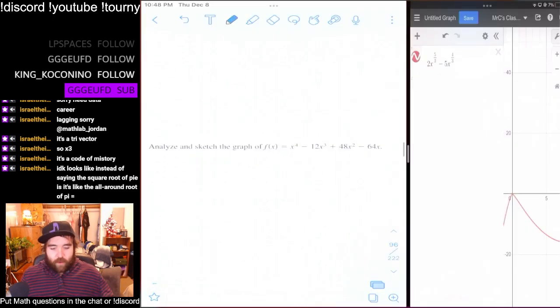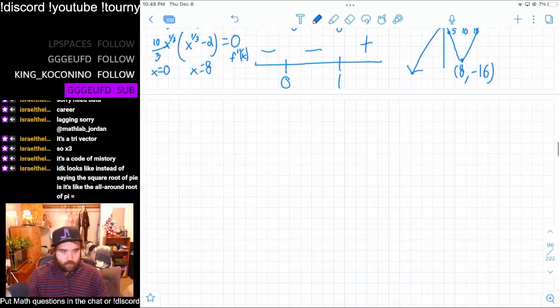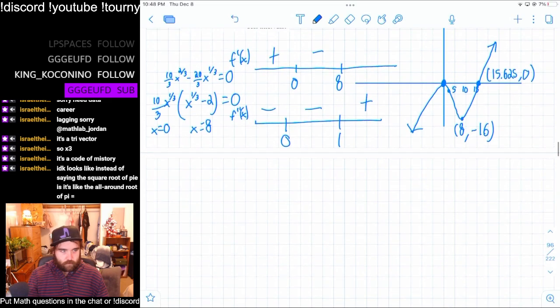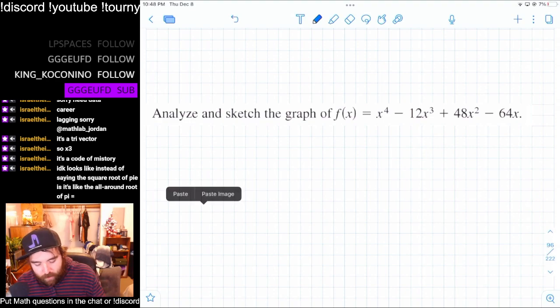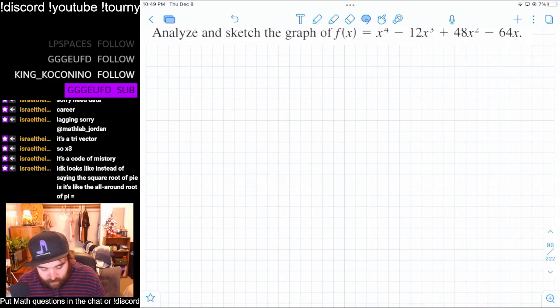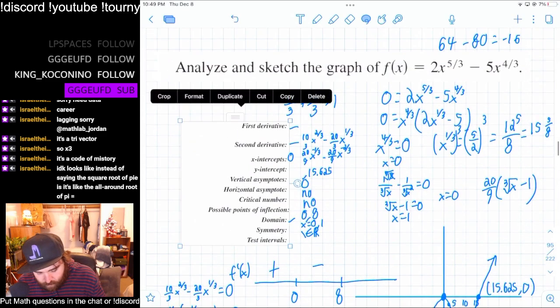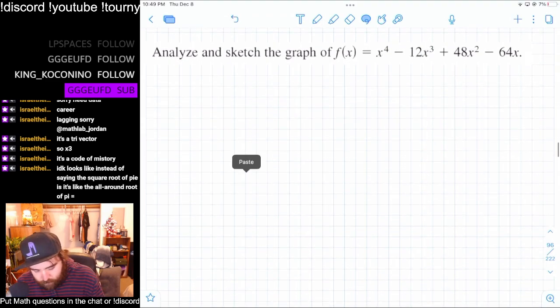All right. On to the next one. Analyze and sketch the graph of this polynomial. Okay. So standard polynomial stuff. That's not bad. Let's see. I don't have that copied. So let's come back up to here. Copy. Paste.